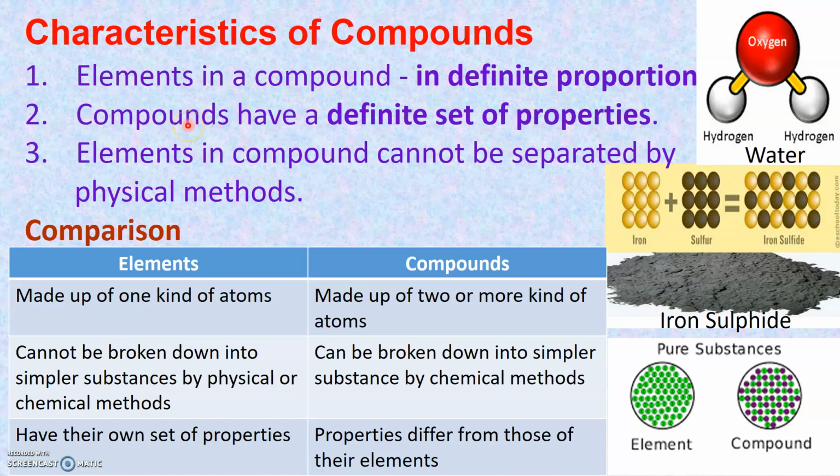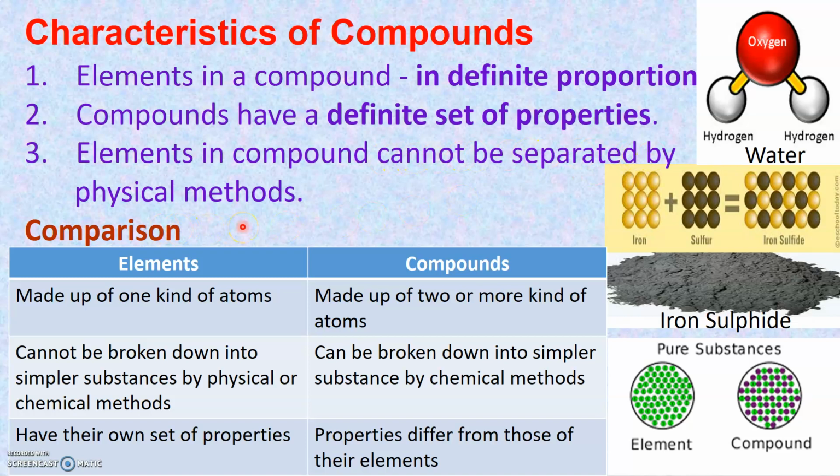The second characteristic is that compounds have a definite set of properties. That is, the properties of the compound water are completely different from the properties of its elements, that is hydrogen and oxygen. And the next characteristic is that elements in a compound cannot be separated by any of the physical methods.